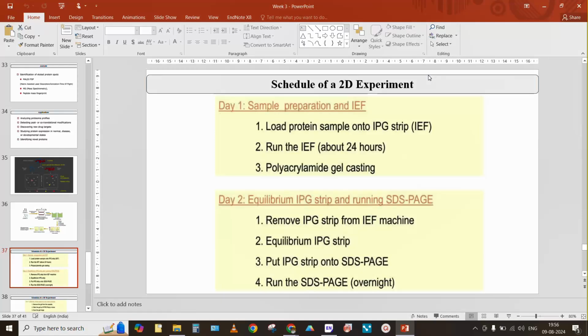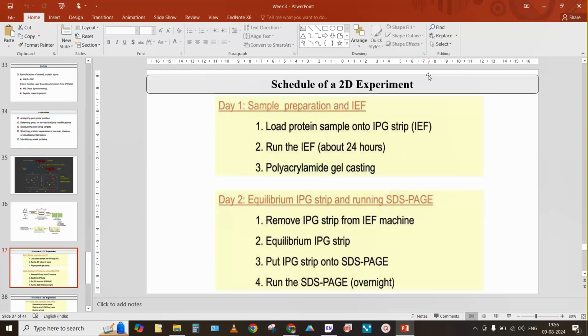Okay, at last I have given a proper schedule if you are planning to do this 2D electrophoresis experiment. We have to schedule the entire process, like a week before or a day before. Here is my schedule. On day one, we do sample preparation and IEF, which involves loading protein samples onto the IPG strip, then running the experiment for about 24 hours, then polyacrylamide gel casting. This was all for day one.